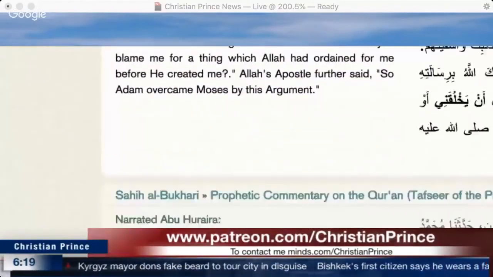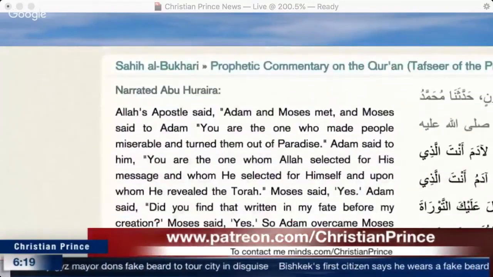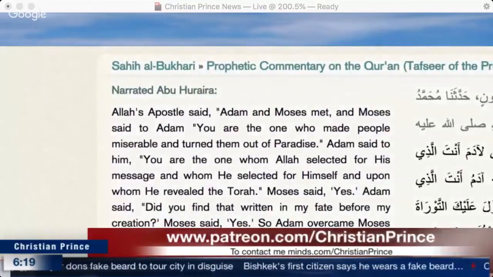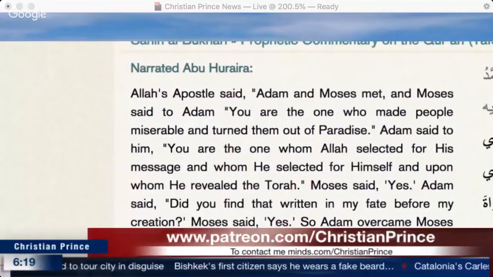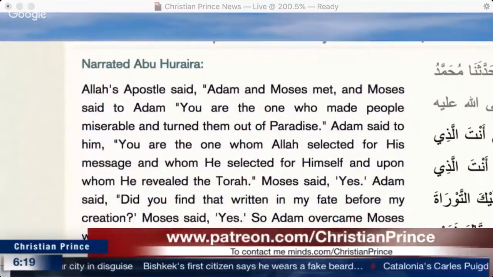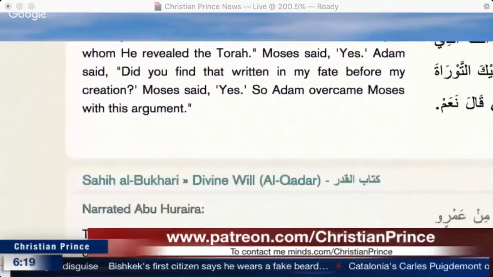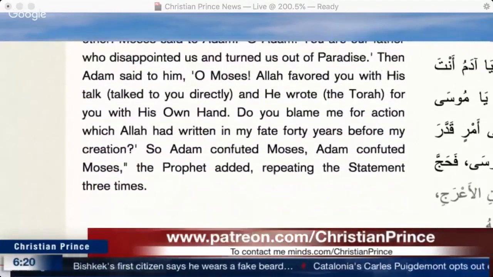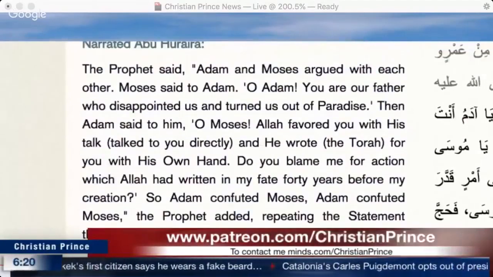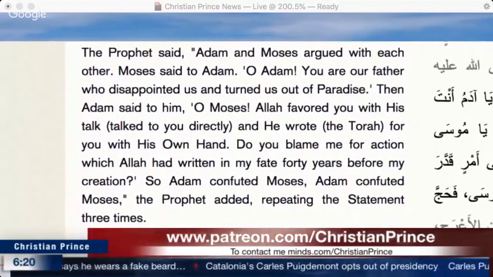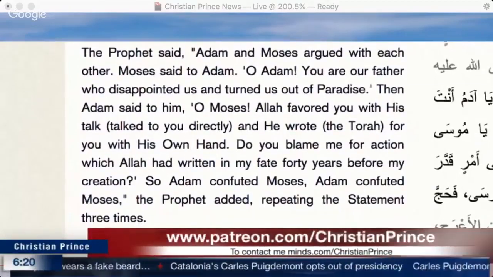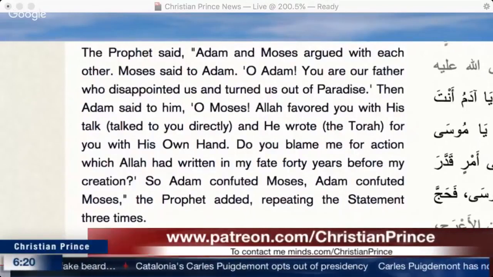When they had a debate, and this is something all Muslims agree upon, and it's part of Islam to believe in destiny, according to Muhammad, that Adam's fate of sin was written for him 40 years before he was created. So we can't blame Adam for being deceived because Allah wrote that before he created him. Correct?